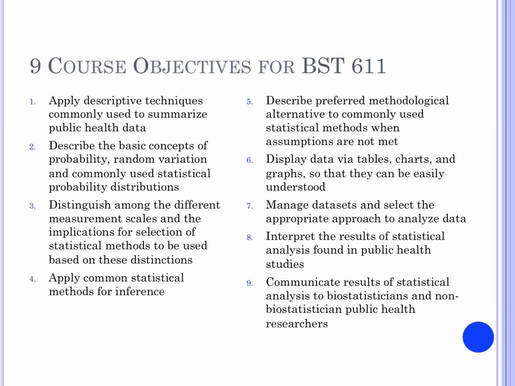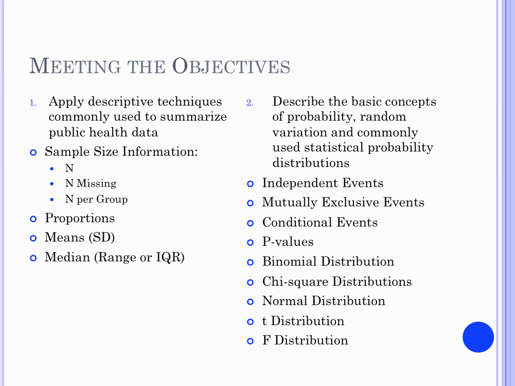We started the course with 9 objectives for BST 611. Each of the modules supported one or more of the course objectives. For the first course objective, applying descriptive techniques commonly used to summarize public health data, we spent a great deal of time talking about how to report sample size information, how to report proportions, means, and medians with ranges or interquartile ranges. We talked about the difference between standard deviation and standard error.